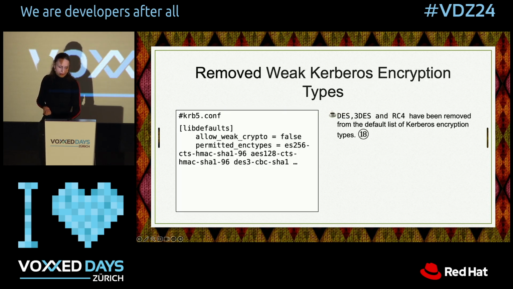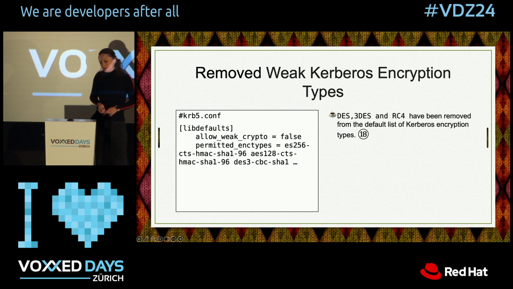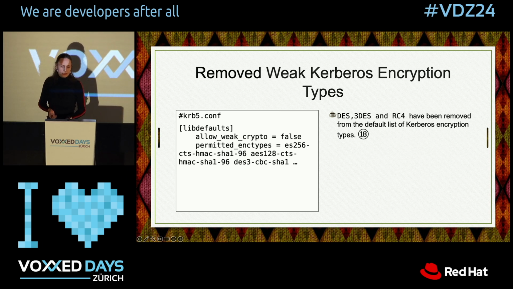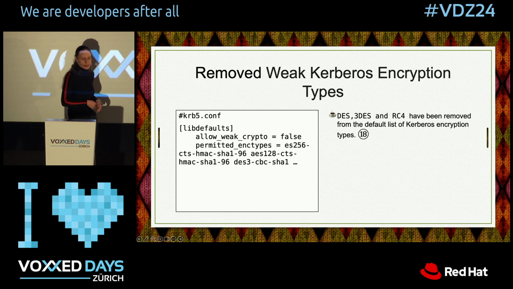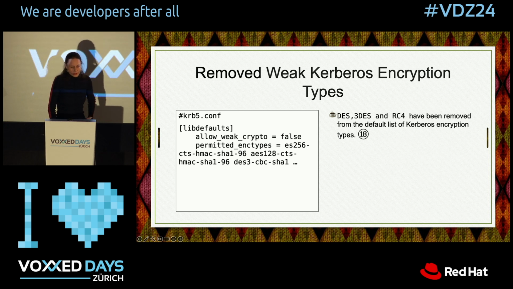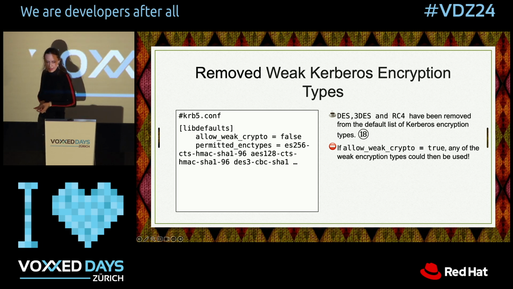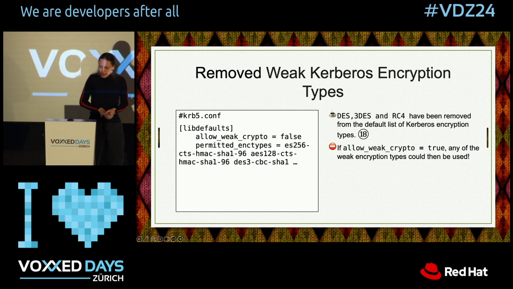For Kerberos itself, there were some encryption types that were removed. First of all, starting with JDK 18, DES, 3DES, and ARC4 encryption types have been removed from the default Kerberos encryption types. These are weak encryption types. You can see here on the left side an example of krb5.conf, and I want to explain what happens with it. They are weak, but if you set, for example, allow weak crypto to true, then any of the weak encryption types can be used.